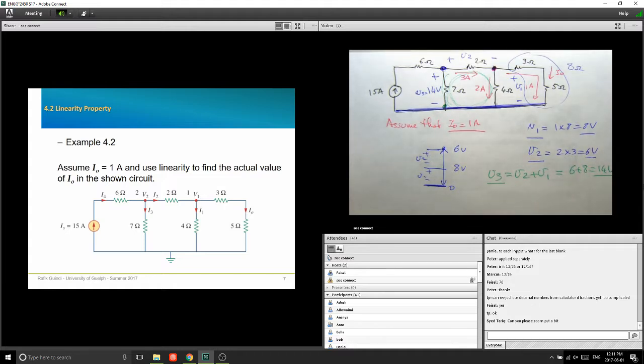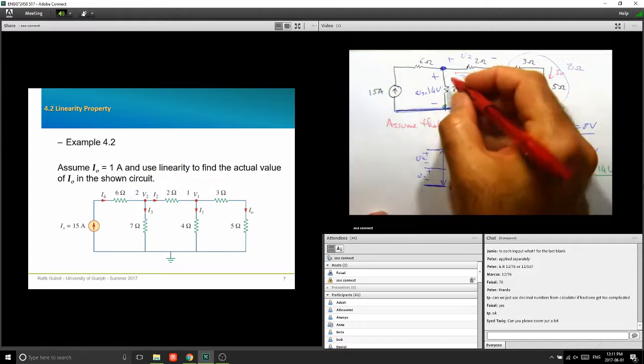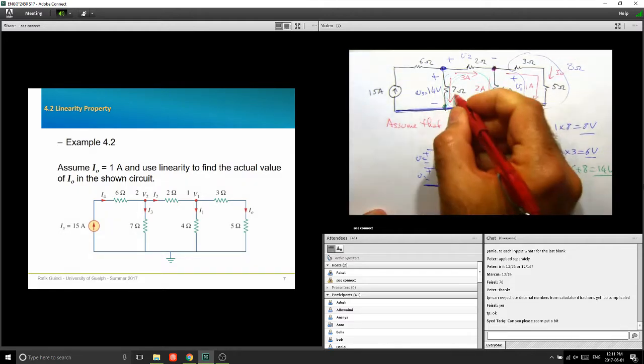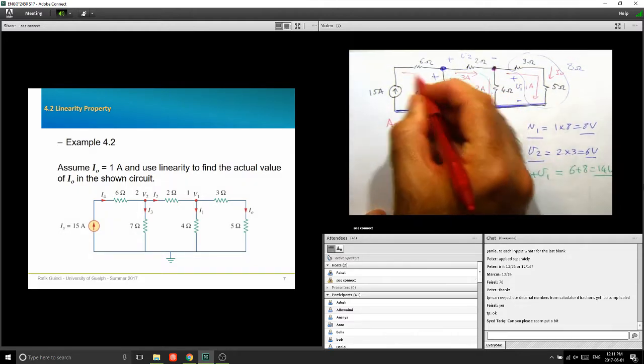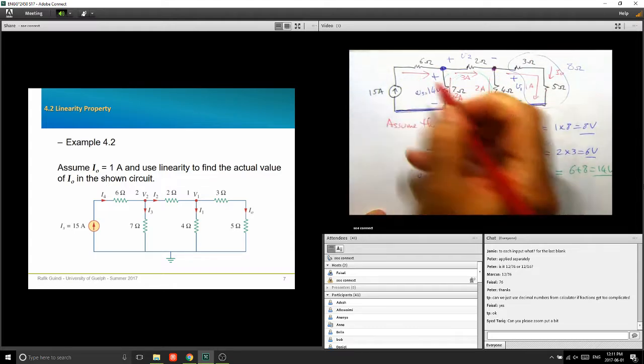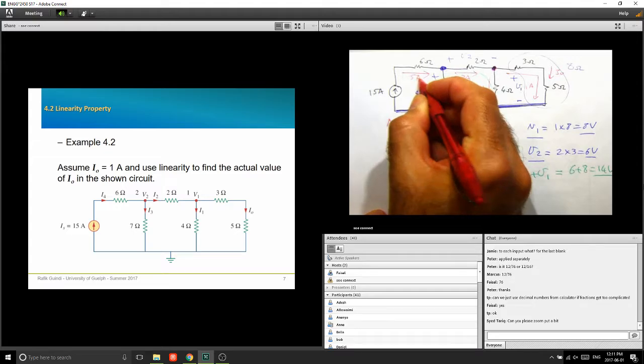We found that this voltage is 14. How much is this current? Ohm's law again. 2 amps. And now we need to find this one. This current here has to be equal to the sum of this plus that, right? So this one is 2 plus 3, that's 5 amps.